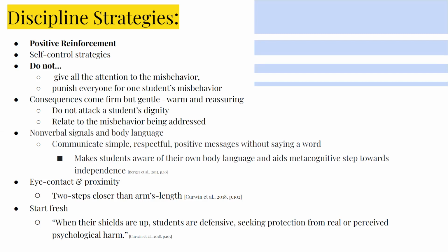And proximity, Kerwin states that for my age group of 6 to pre-adolescents is two steps closer than arm length when you're addressing them. Sometimes it's just standing near them that will lead them to fix their behavior. You don't have to use any words.